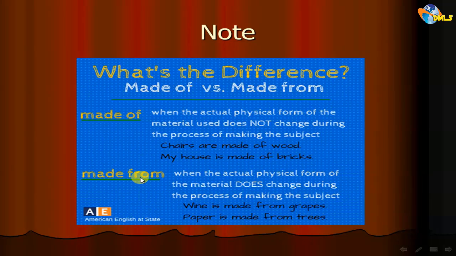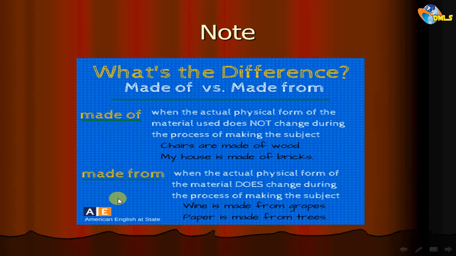What about made from? Made from when the actual physical form of the material does change during the process of making the subject. For example, wine is made from grapes. Paper is made from trees. Okay, so I use trees to make paper. When I hold the paper, can I see it like a tree or a part of the tree? Of course not. So the material changed during the process of making it. So this is the difference between made of and made from.